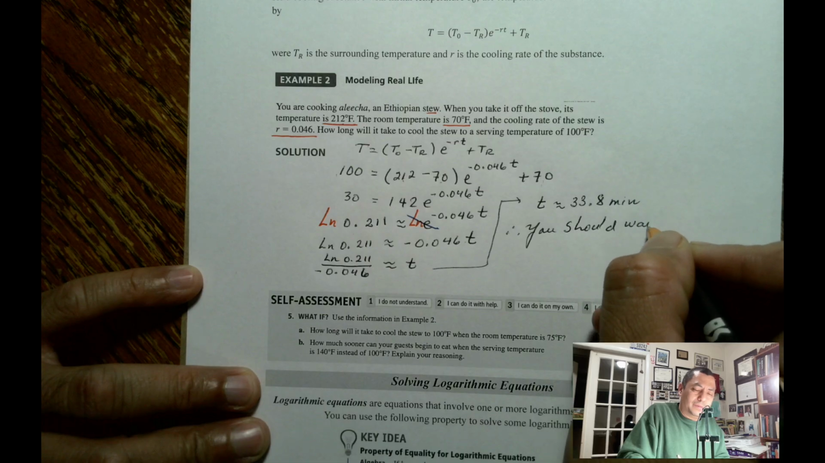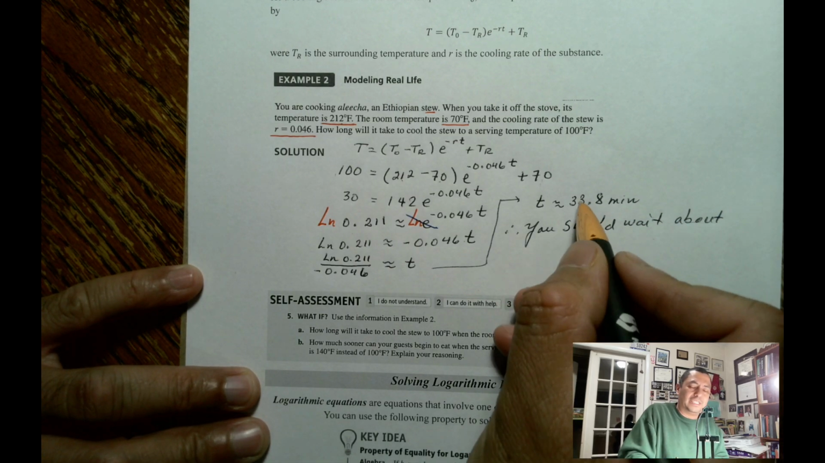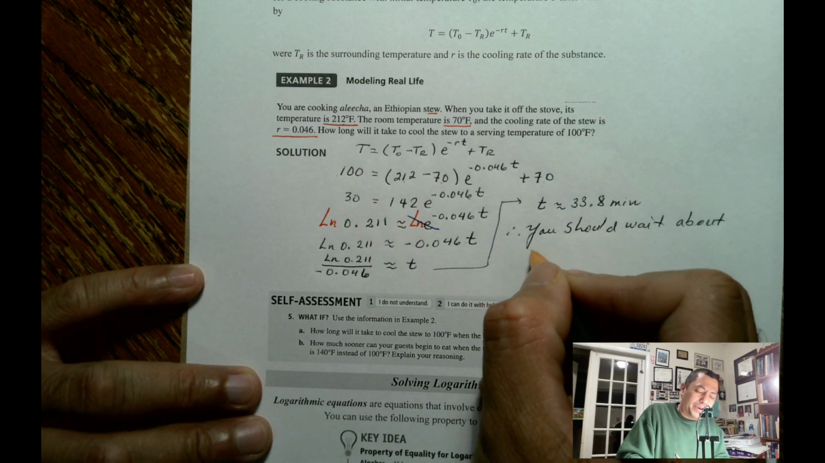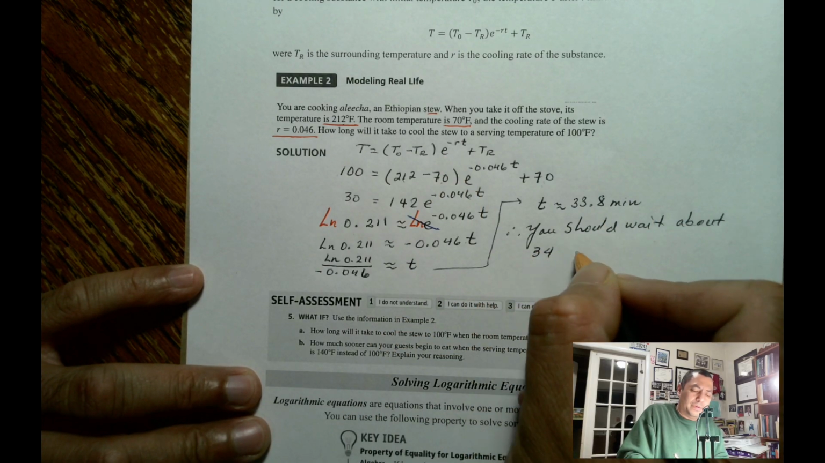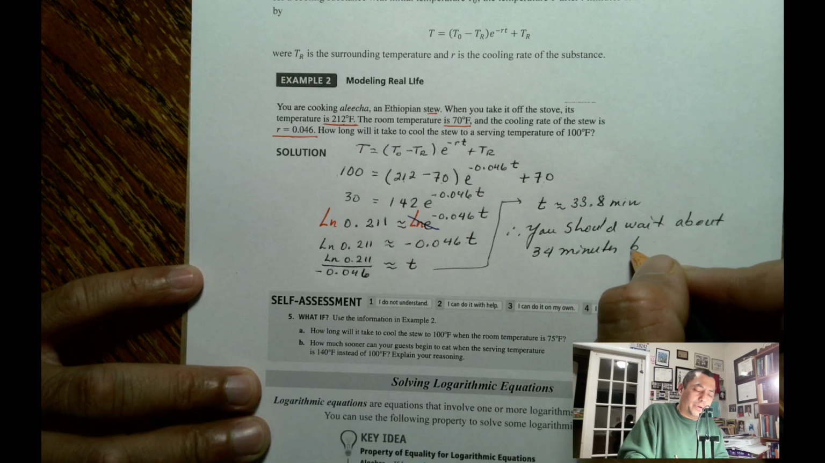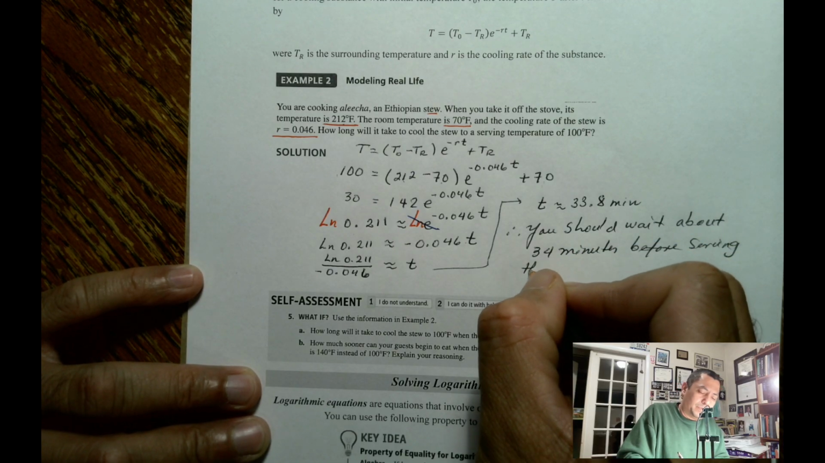wait about, in this case I'm going to round to the nearest whole number, 34 minutes before serving the stew.